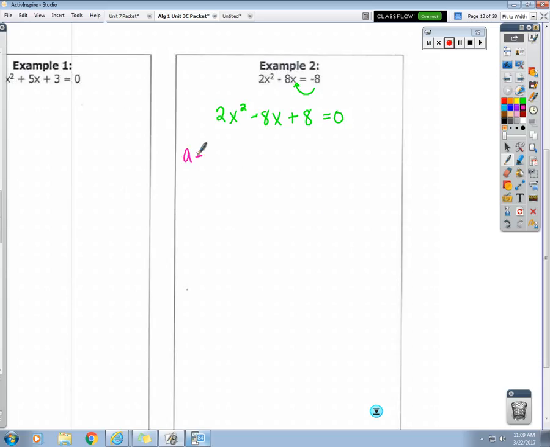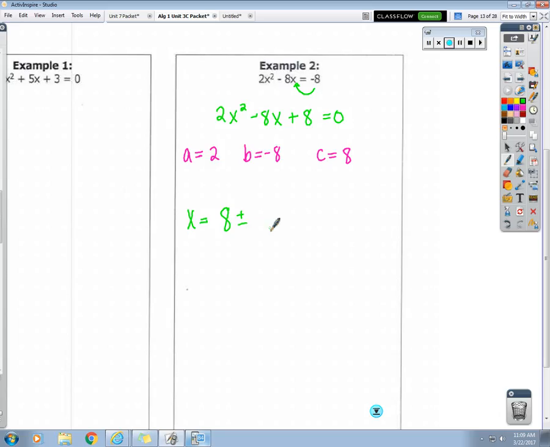Okay, what's the A value? The B value? And the C value. Okay, then you're ready to plug them in the quadratic formula. So x equals negative b is the beginning of that formula. Well, if your b is already negative, what's going to happen when you put it in? It's going to turn positive because a negative 8 will be positive 8.